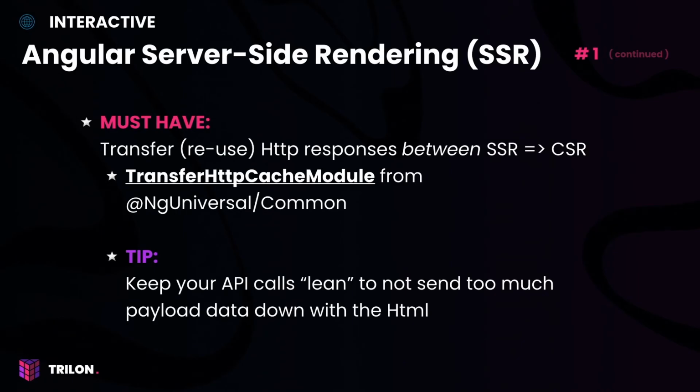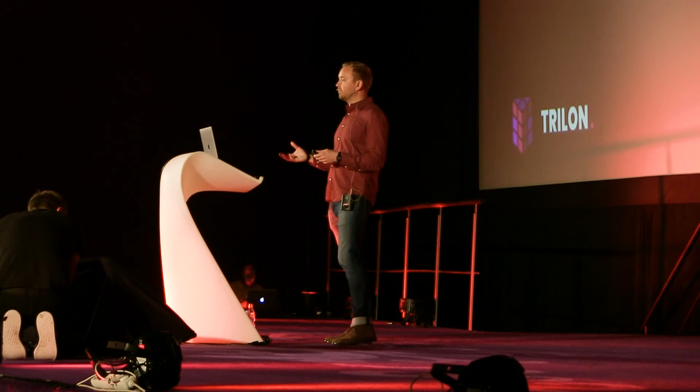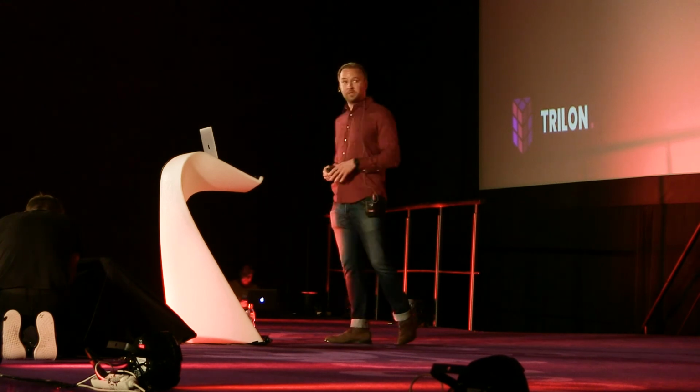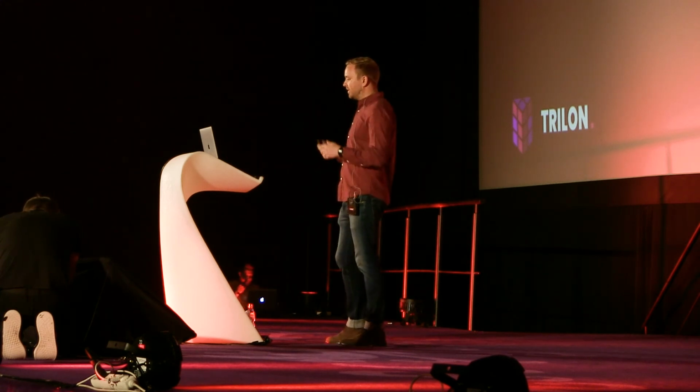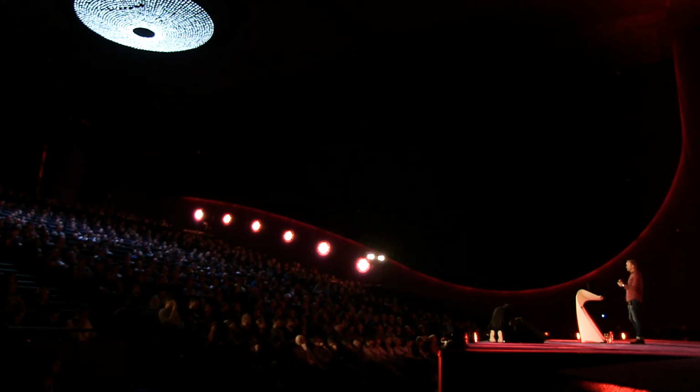And lastly, with server-side rendering, make sure you're caching those HTTP responses. The Angular Universal repo actually has a package for this right away. You just add it in, and it's going to cache all of your GET requests and then reuse them. So you're not going to get flicker, and you're going to save that many requests. And just a general tip, it's not even related, but keep the API calls lean, they'll be faster, and then you're going to have less in the HTML.